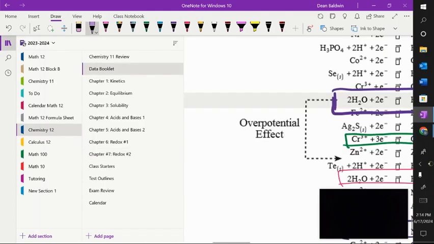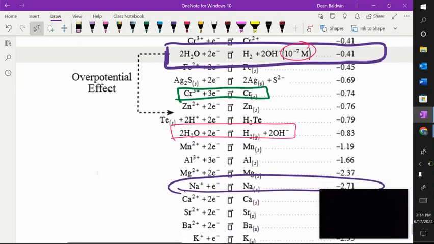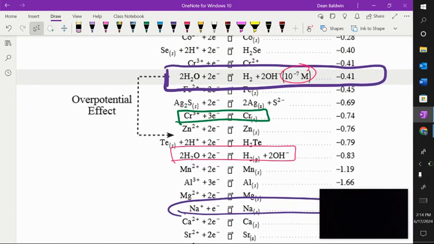Go to your data booklet. So these are reductions. Which one's going to happen? This one or this one? Which one do you pull from the table? If I say it's neutral, it has to be this one. Okay? You have to look at the conditions when you're dealing with water. If I tell you it's neutral, this is the one that we use. Don't worry about overpotential effect. We're going to deal with that later today. This is the reaction that happens at the cathode. Okay? And so the E naught, the reduction potential, is negative 0.41 volts.